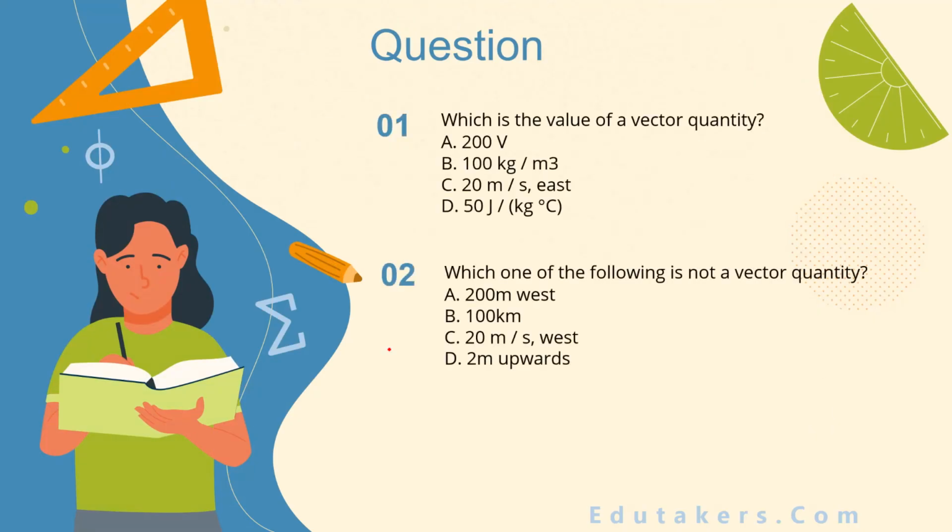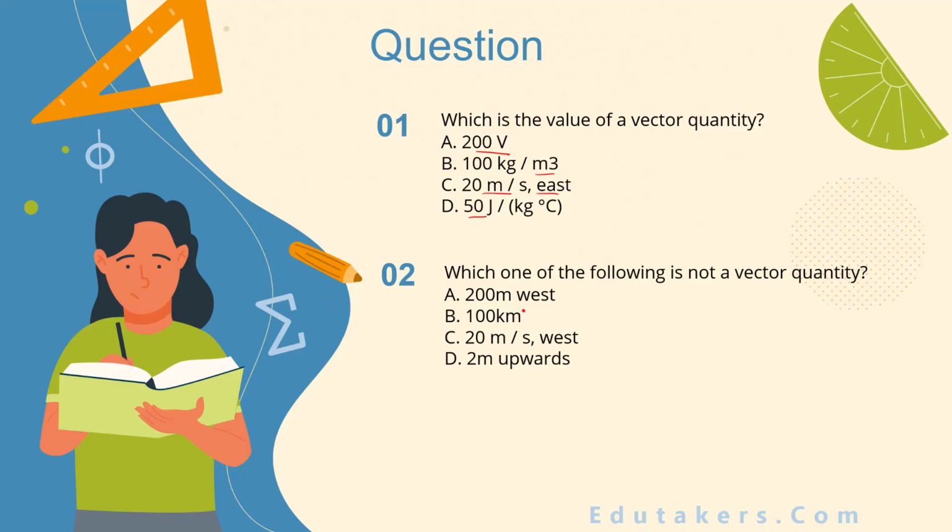So there are some questions for you. Question number 1: which one of the following is a vector quantity? A, 200 volt. B, 100 kilogram per meter cube. C, 20 meter per second east. D, 50 joule per kilogram per degree C. So which one of the following is a vector quantity? You have to tell me. Just remember the difference between scalar and vector quantities in order to solve these questions.